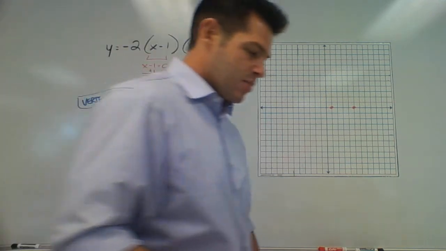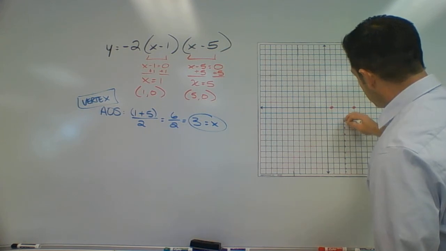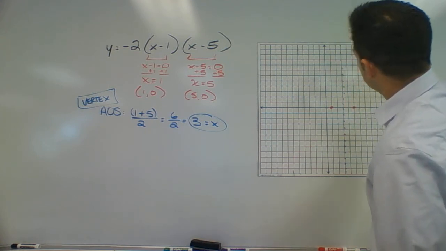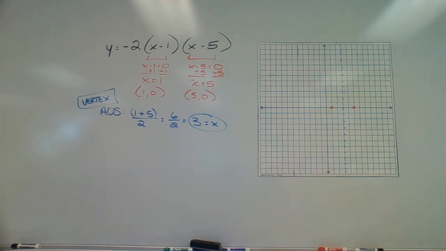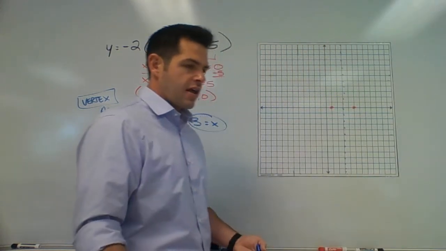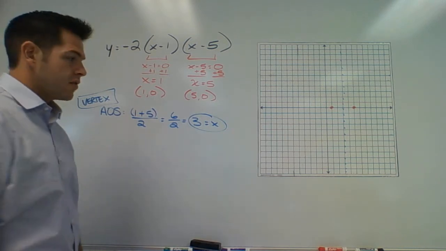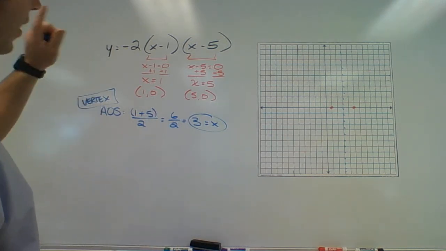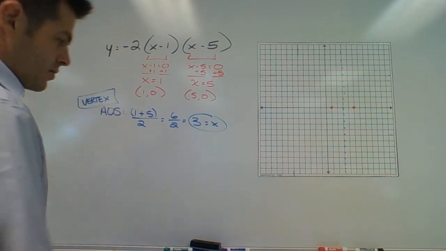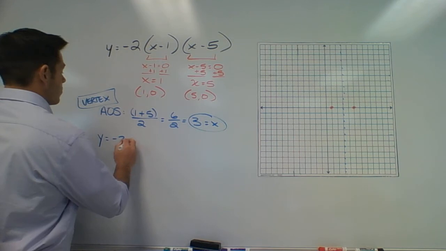That axis of symmetry acts as our mirror. I can put a dotted line straight up at x is equal to 3. But I still need to find the y value for the vertex. Obviously the x value is 3, but I need to find the y value. I have to take that 3 and plug it back into the original function that was in intercept form, so let me rewrite it.